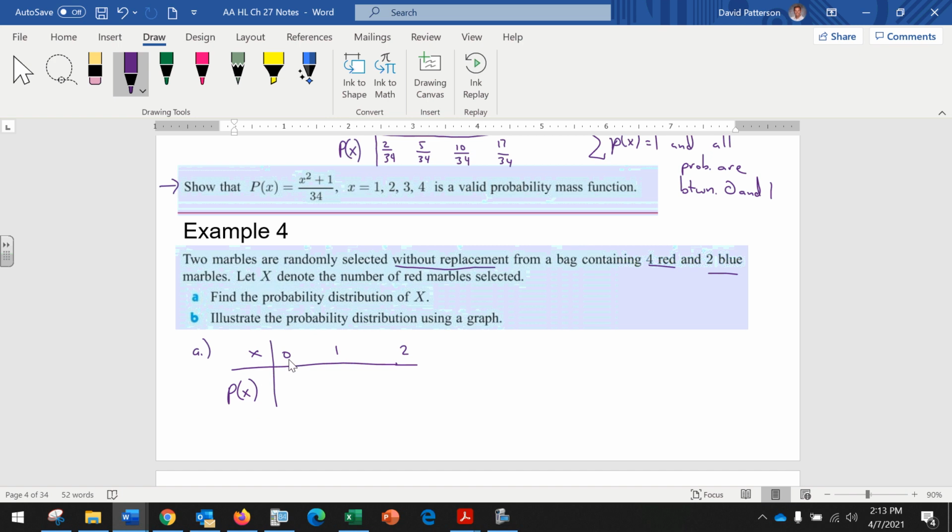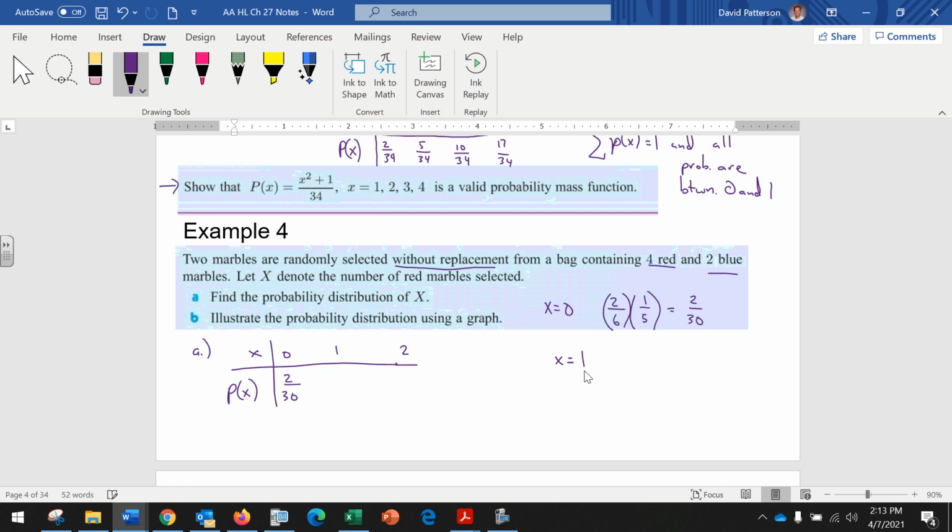So if they're both not red, that means I had a blue one, which has a probability of 2/6, times the second one being also blue without replacement, so that probability changes to 1/5. But if I look at that there, that is going to give me 2 out of 30. So the probability of x equaling 0 is 2 out of 30.